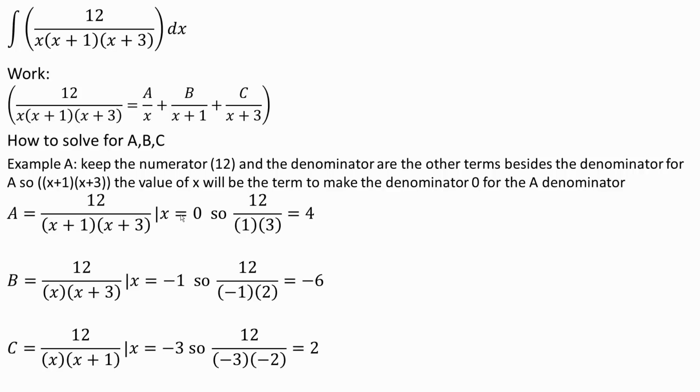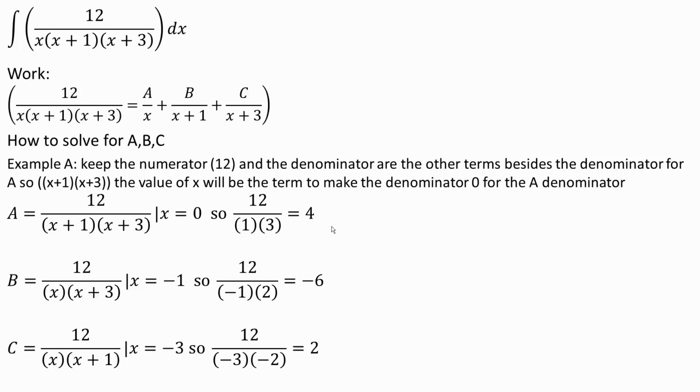And now we plug in the values. So x equals 0, put a 0 here, put a 0 here. We get 12 divided by 1 times 3, which is 4. So A is equal to 4. Now for B, I plug in x equals -1, and I would get 12 divided by -1 times 2. So -1 plus 3 is 2. And this would give us -6. And for C, we do 12 divided by -3 times -2, which would give us 2.